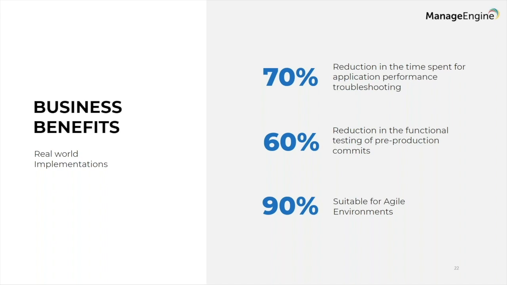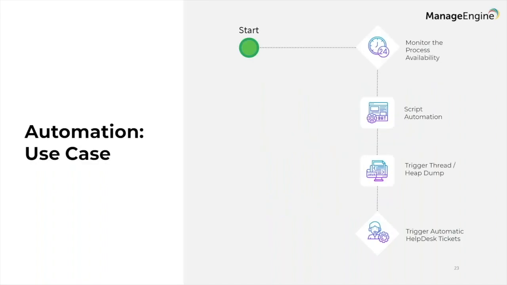And as I said, it is quite agile. It is 90% suitable for agile and fast-moving environments for custom in-house developed applications. Now let's see the possibility of implementing automation for your application performance troubleshooting. The ideal goal of implementing automation is to reduce the time spent in the repairing.